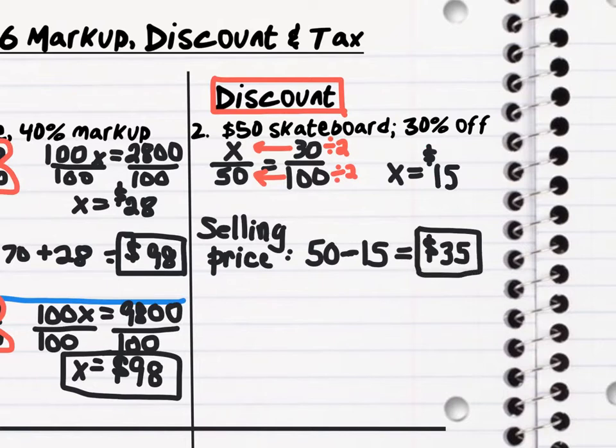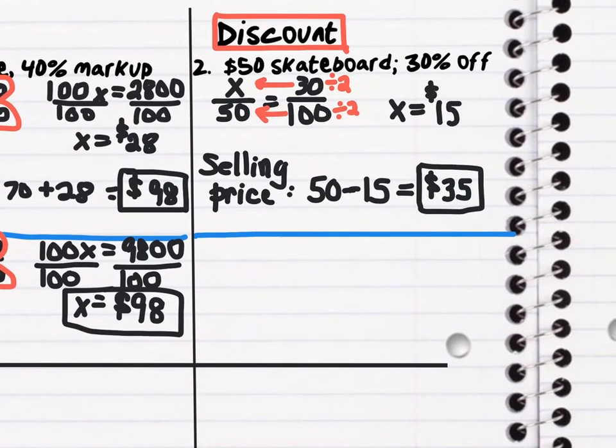And I do want to show you another way of doing it, so I'm going to extend this blue line here to kind of divide my space in this section of my notes. And I'm going to show you how we can do this problem with a proportion still, but in one step, so that way we don't have to subtract.